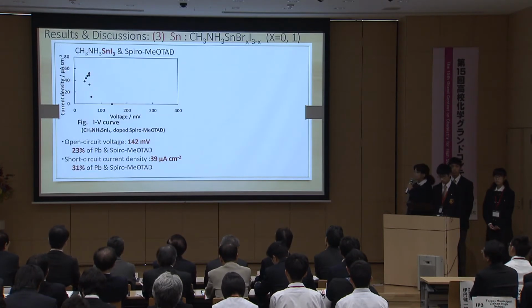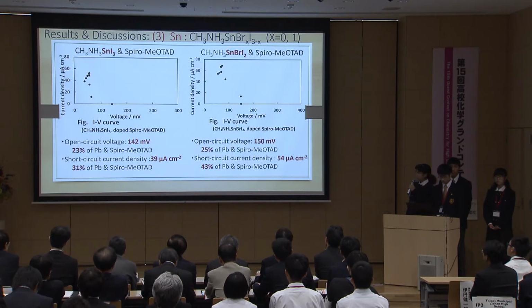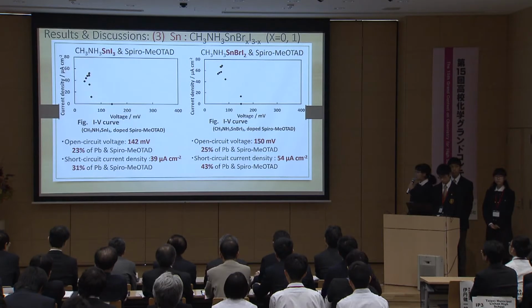First, we succeed in making the device with SnI3. Its open circuit voltage is 142 millivolts, and short circuit current density is 39 microampere per square centimeter. And we achieve making the device with SnBrI2. Its open circuit voltage is 150 millivolts, and short circuit current density is 54 microampere per square centimeter.